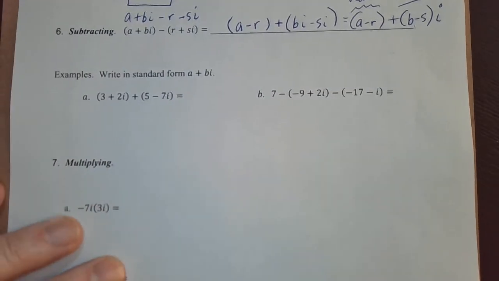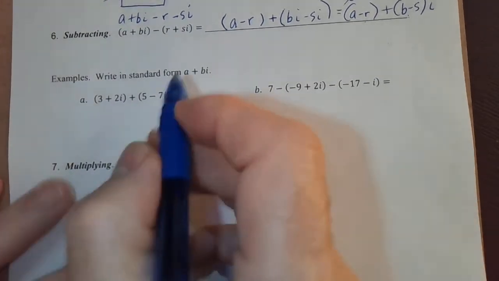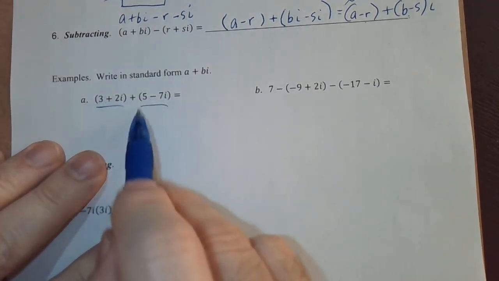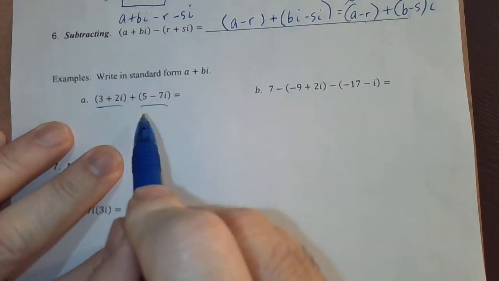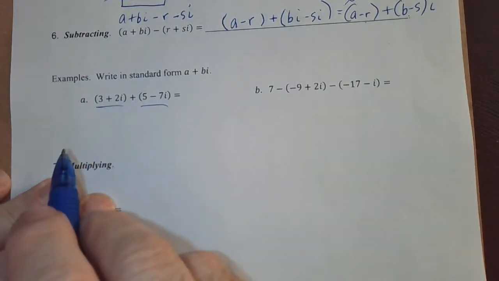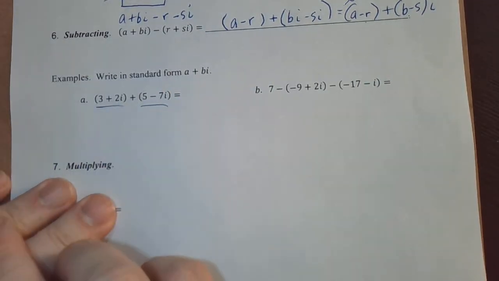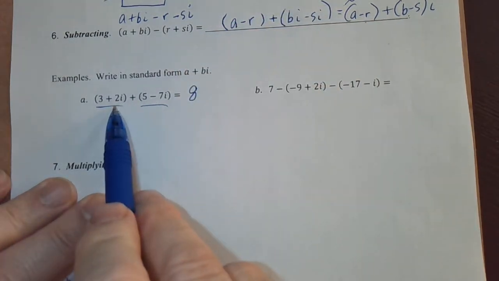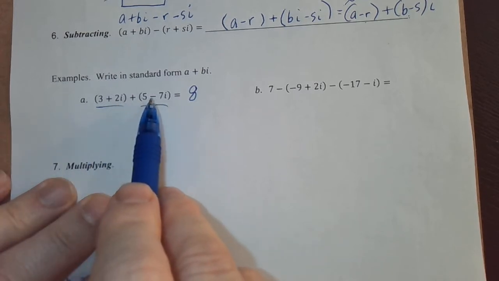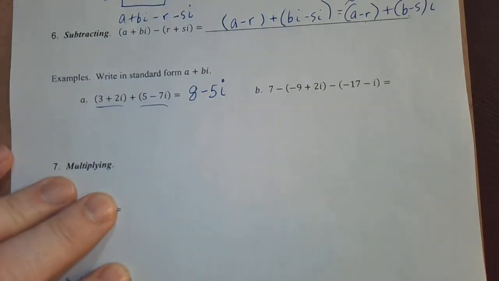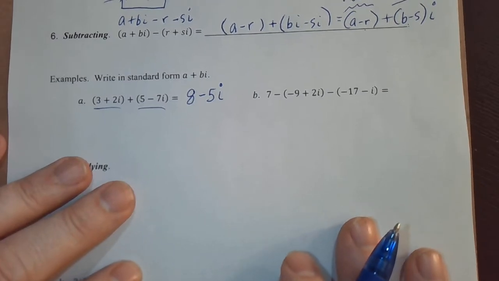Let's look at a couple of simple arithmetic examples where I'm adding these two numbers together. They're both complex numbers. They're both written in the correct form, a plus bi. Well, I don't think I have to do any work on this one, do I? Do we know what the real part's going to be? Add up the 3 and the 5, and you get an 8. Add up the imaginary parts, 2i and negative 7i. 2 minus 7 means minus 5i. So nothing difficult about that.